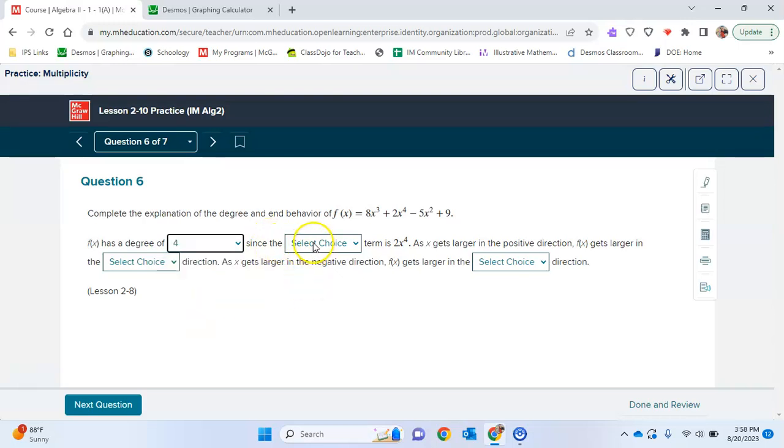Since the leading term is 2x to the 4th, as x gets larger, because the exponent is even, that means both hands up or both hands down. Because it's positive, that means both hands up. So as x gets larger in the positive direction, that means right, f of x gets larger in the positive direction. As x gets larger in the negative direction, that means left, f of x gets larger in the positive direction. Again, both hands up. Let's go ahead and copy it real quick, see if we can see the both hands up.